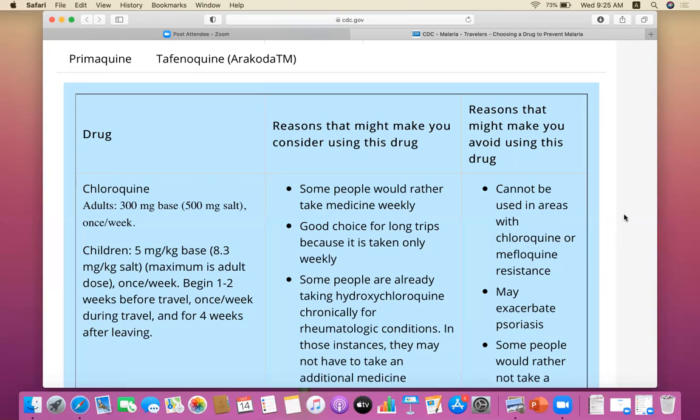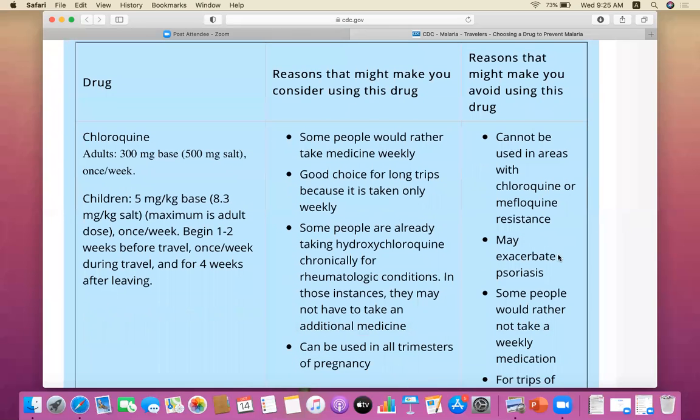Yeah, chloroquine is the most important drug and it is used in all trimesters of pregnancy in the pregnant woman. It can also be used in children, but what is the problem? Resistance. And it also may exacerbate psoriasis.